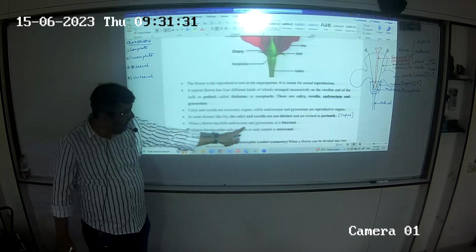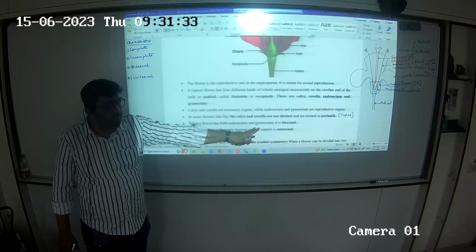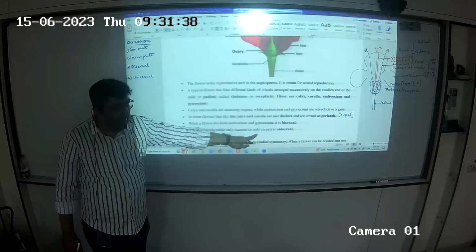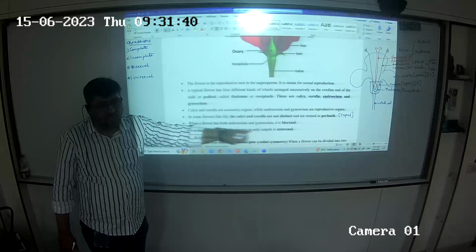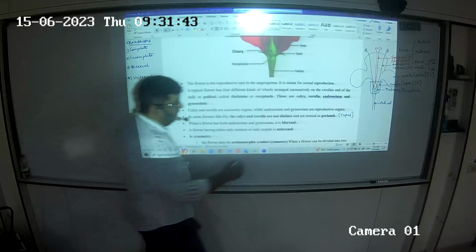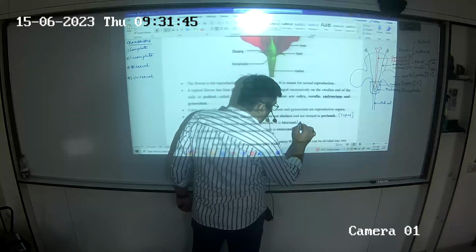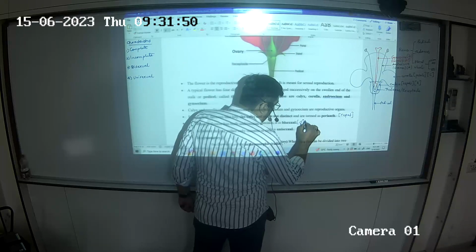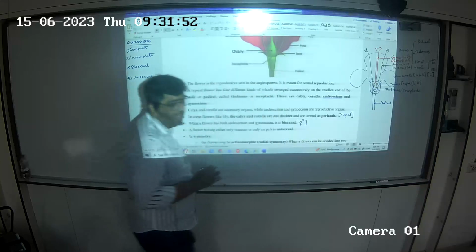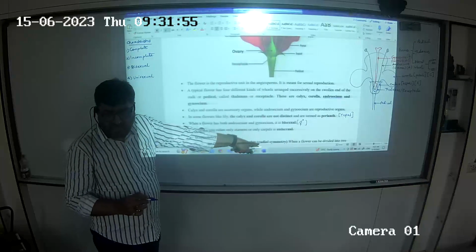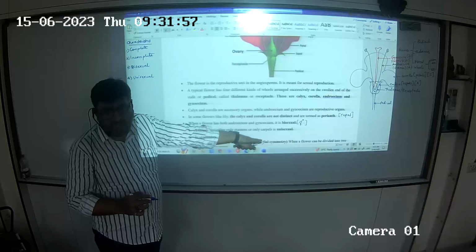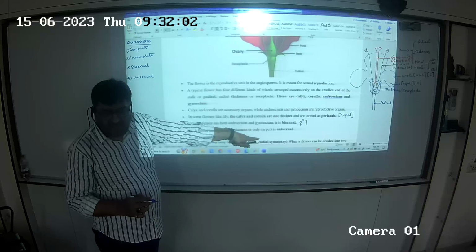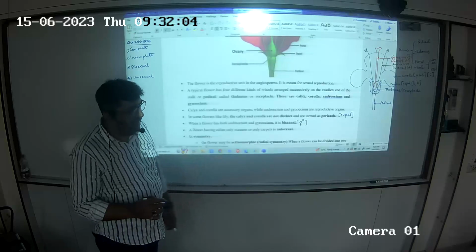When a flower has both androecium and gynoecium, it is bisexual. And a flower either having only stamens or only carpel is unisexual. Okay? Bisexual. This is the symbol. This is an international sign convention for male and female. We know that, right? Now, the circle with the arrow is the male. The circle with the plus sign below is the female. So this is bisexual, right?